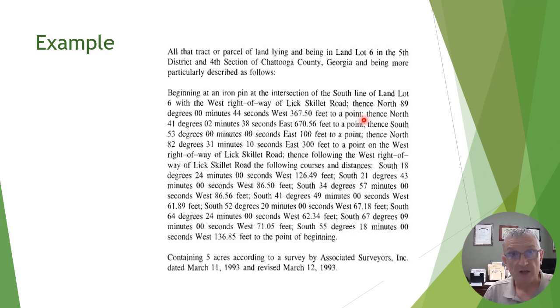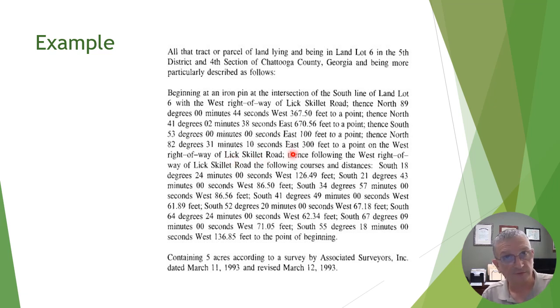Maybe a pin, maybe nothing at all. Fence north 41 degrees 02 minutes 38 seconds east, 670.56 feet to another pesky point. Fence south 53 degrees, no minutes, no seconds east, 100 feet to a point. Fence north 82 31 10 east, 300 feet to a point on the west right-of-way of Lick Skillet Road.